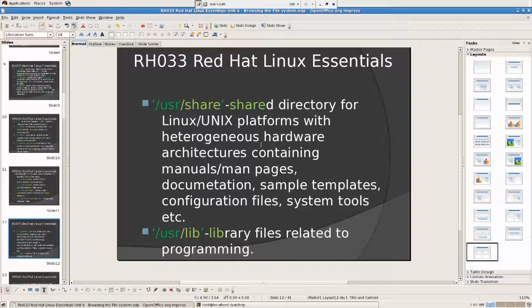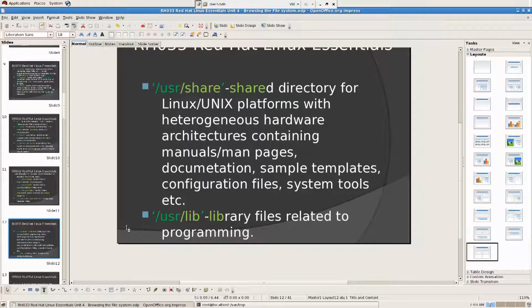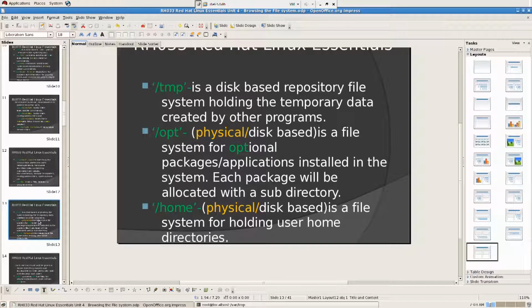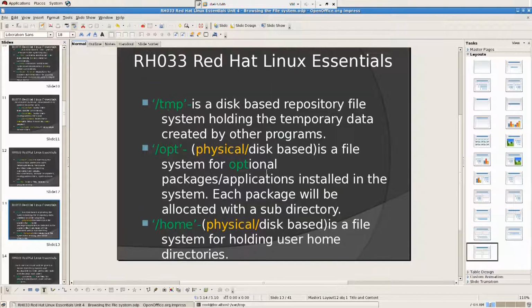Then we have lib. You have a lib folder inside the USR, Unix System Resources directory. Library files are related to programming, so for programmers. And then we have /tmp, that's on the top.